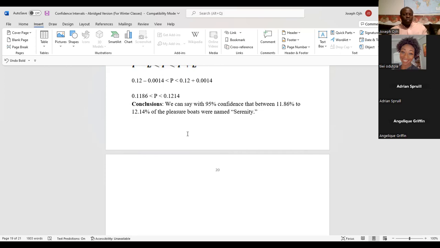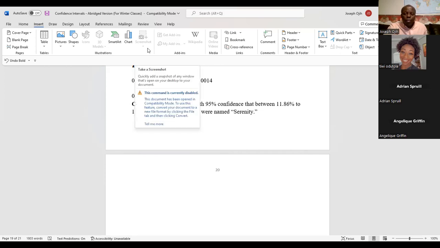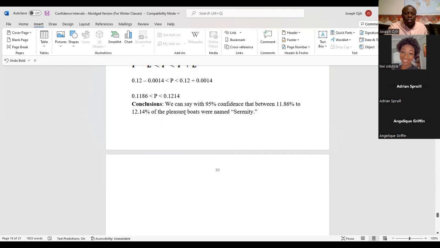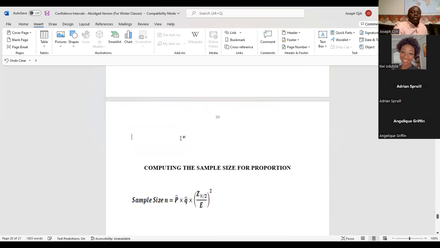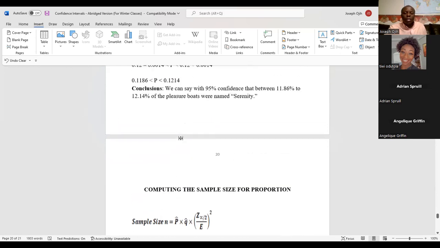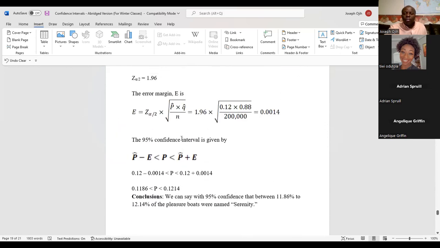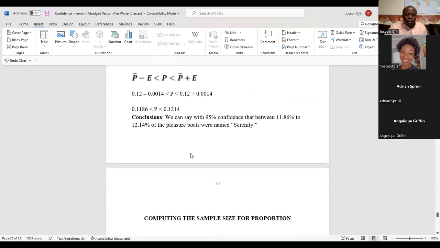And that's the confidence interval for the proportion. We finished it with this. So what is left now is to show you how to find the minimum sample size. Any question before I do that? Okay, no question. Let's do it.